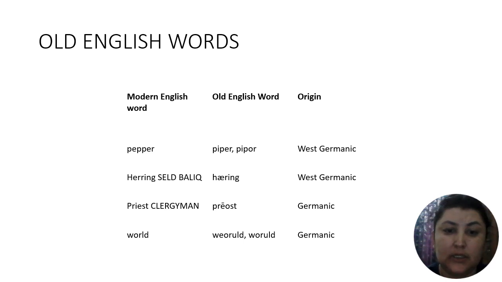Old English words. There are some examples of modern English words, the Old English words, and their origins. The first one is pepper, and the Old English version is piper. The origin is West Germanic. Carriage, the Old English version is herring. The origin of it is also West Germanic. Priest, the Old English version is preost, and the origin is Germanic. Word, the Old English word is word. The origin of this is Germanic.